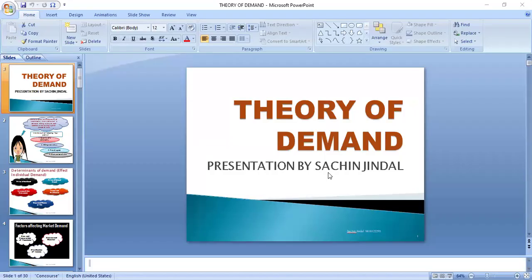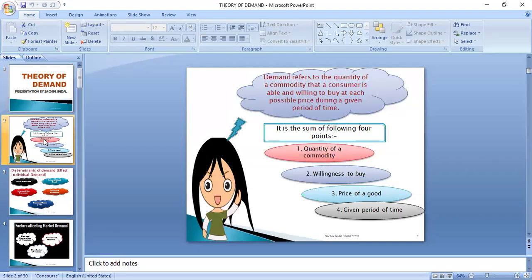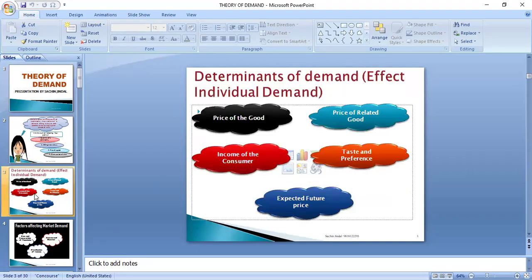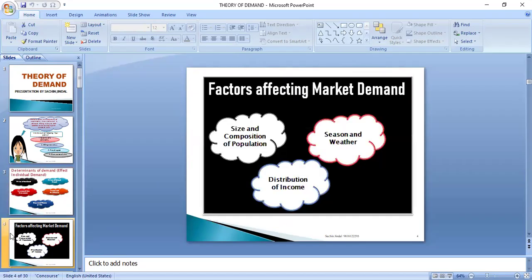All right, students. This is lecture number 2 of the Theory of Demand chapter. In lecture 1, just to recall, we started the chapter Theory of Demand, and this slide we have completed. The definition of demand is here. Then we studied the factors that affect individual demand, and also the factors that affect market demand.